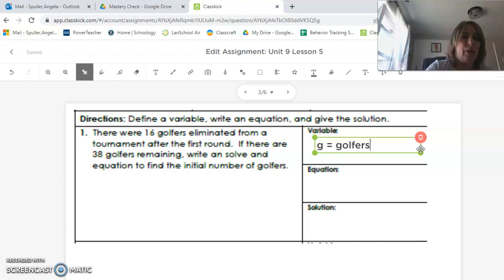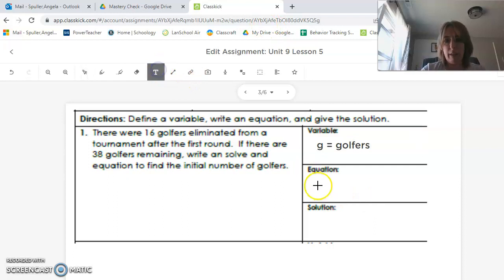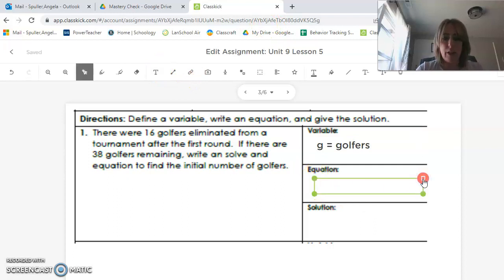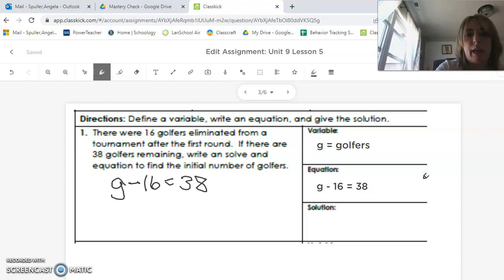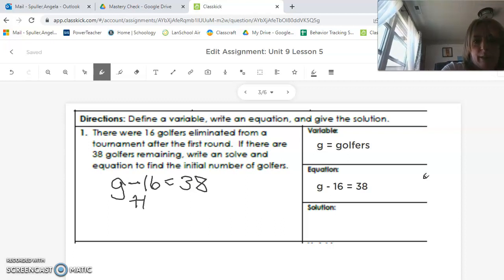Now, the equation I'm going to write is G, which is the initial number of golfers, minus the 16 that were eliminated equals the 38 that are left. And then to solve it, G minus 16 equals 38. Remember, what we do to one side, we have to do to the other, and we're going to use that inverse operation. So plus 16, plus 16.